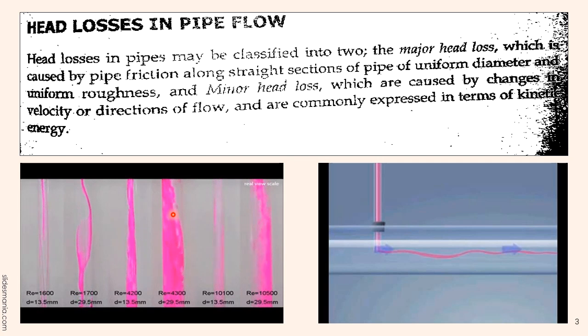As you can see here, this is an illustration that explains the different types of flow, where there is a Reynolds number from 1,600 to 10,500 with its different diameters. Meanwhile, on the other hand, is an illustration that explains a laminar flow.